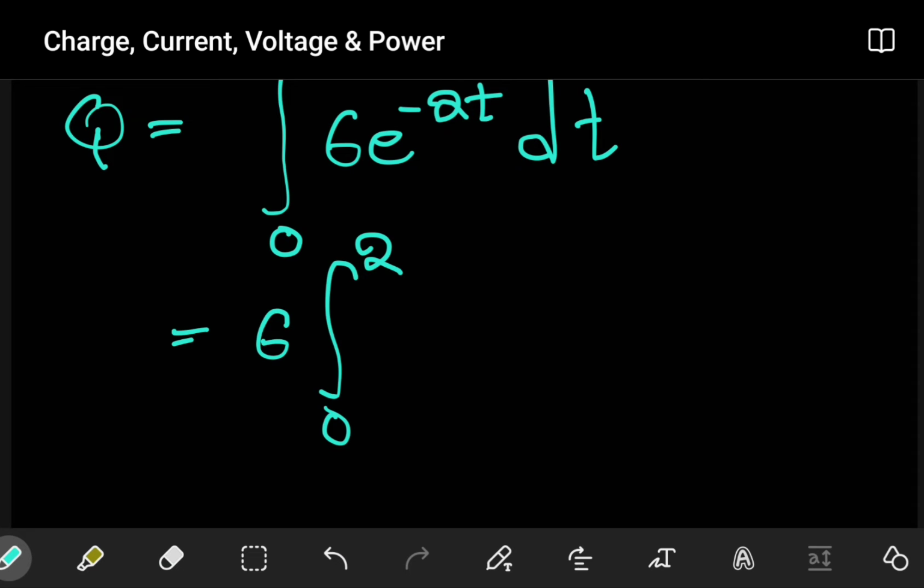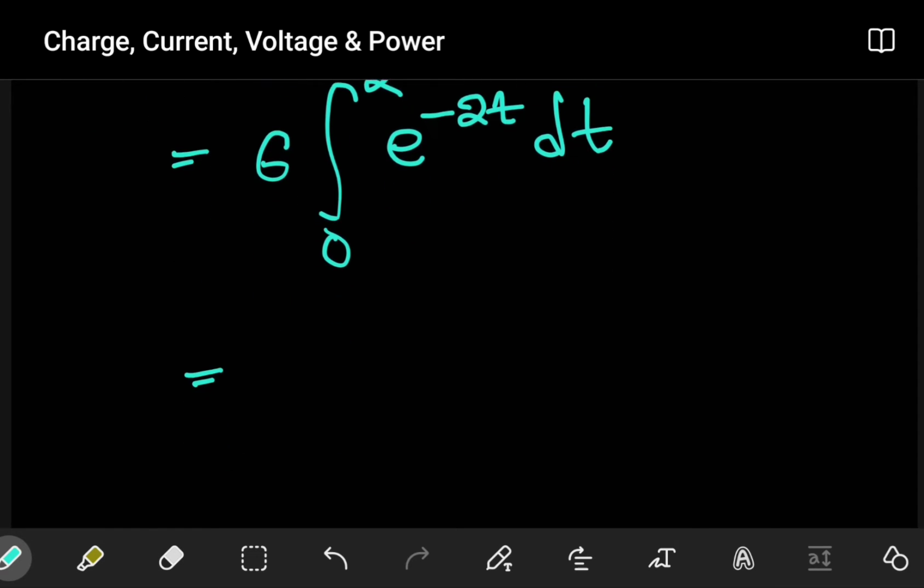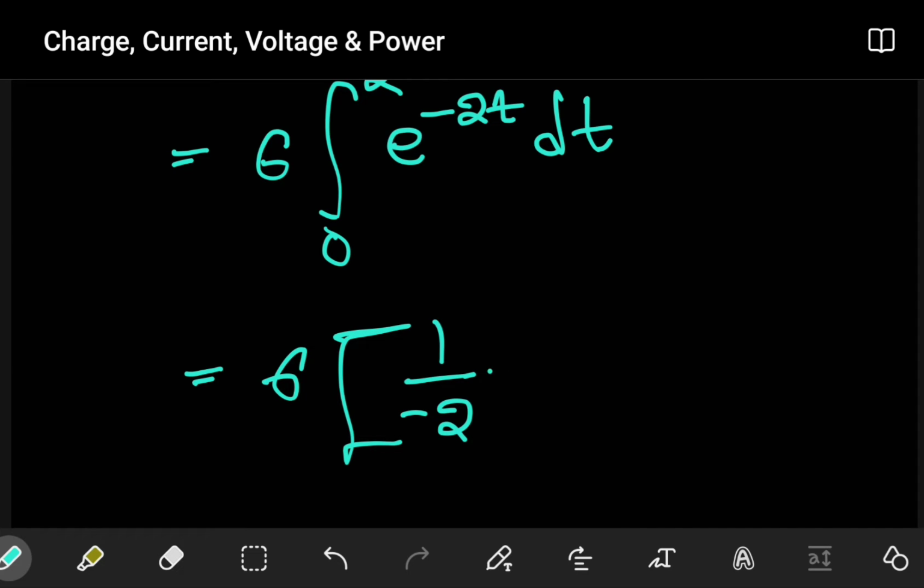We're going from 0 to 2, and then we're integrating the exponent of negative 2t with respect to t. So the integral of an exponent is the same function divided by the derivative of the power, which is negative 2 in this case. So we're going to have 6, divide by the derivative of the power, -2, and then we'll bring back the function exactly the way it is, with the limit from 0 to 2.